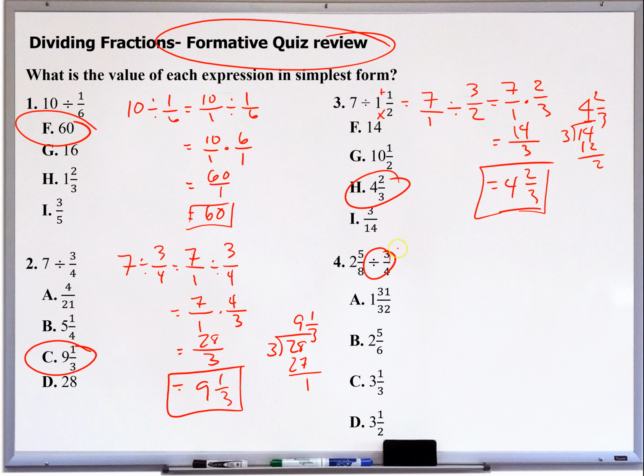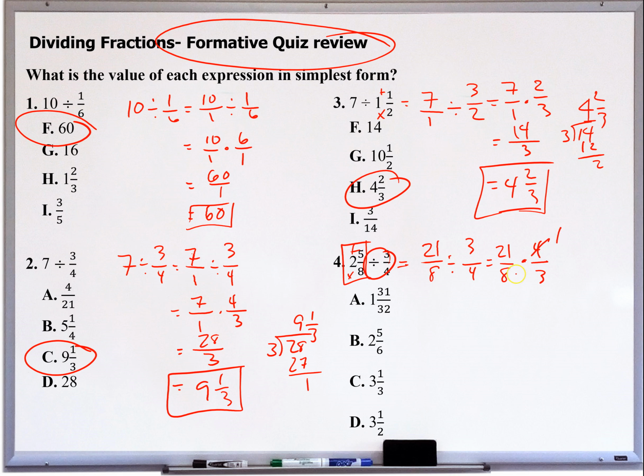To divide by a fraction is the same as multiplying by the multiplicative inverse. First, I want to convert both of these. I want to convert this mixed number into an improper fraction. 8 times 2 is 16, plus 5 is 21. 21/8 divided by 3/4. Next step, I'm going to multiply by the multiplicative inverse. 21/8 times 4/3. In this case, I can simplify before I multiply.